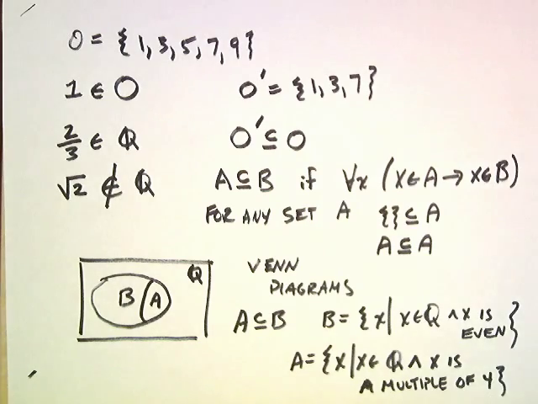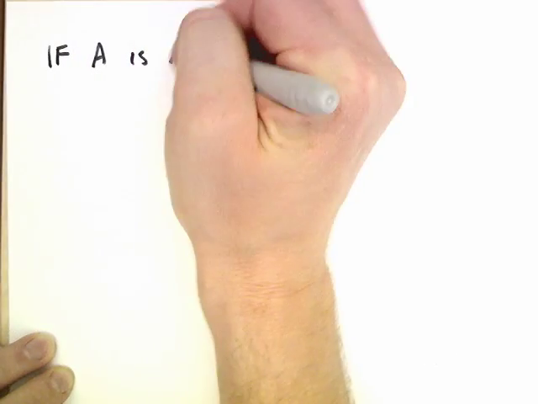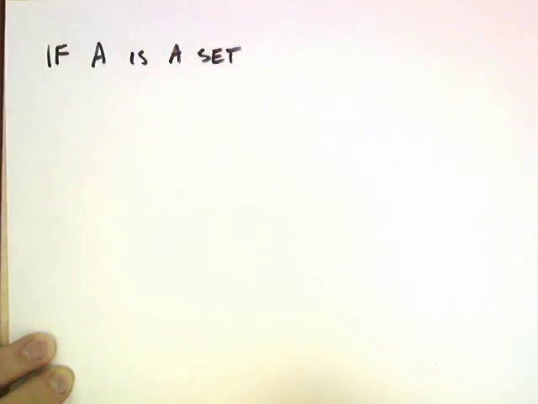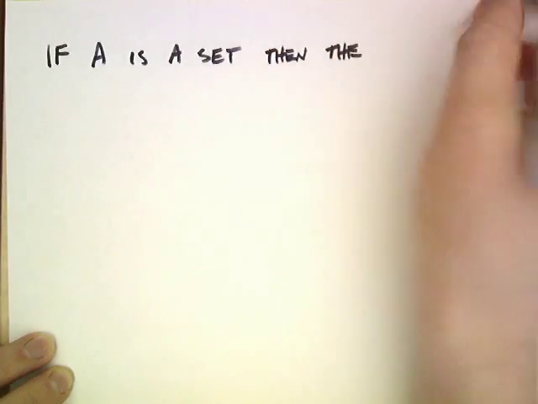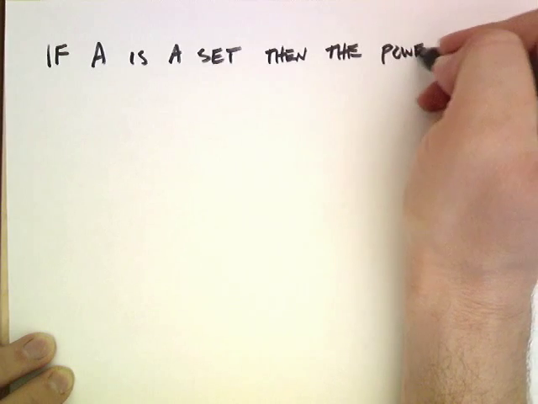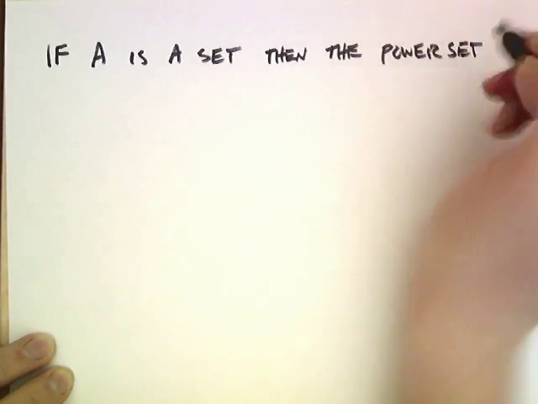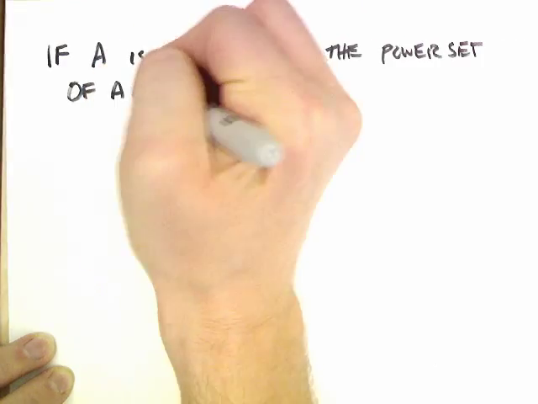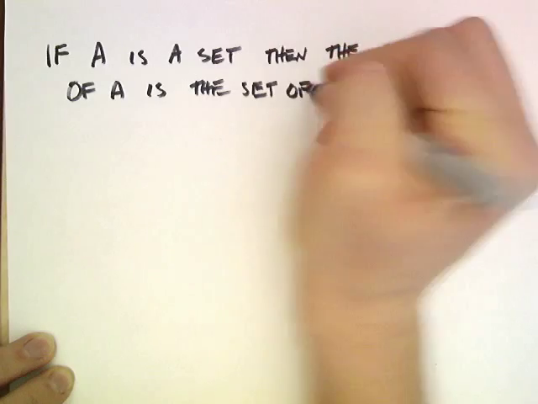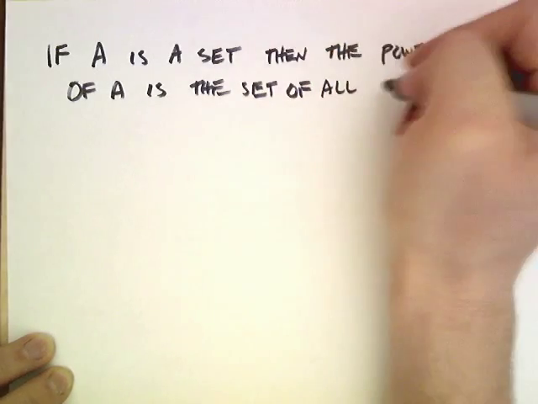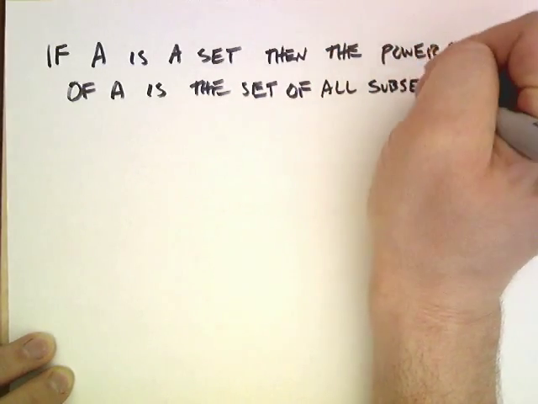So just two more definitions that I'd like to make about sets. One is, so if A is a set, then the power set of A is the set of all subsets of A.